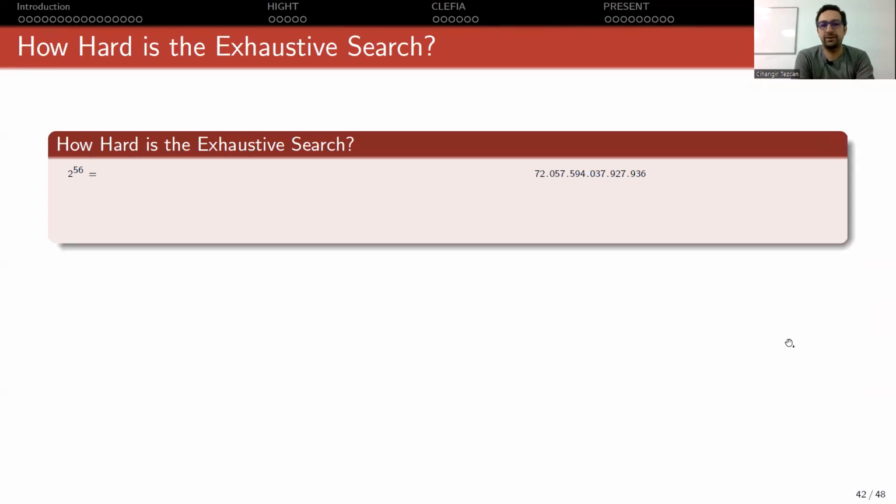So how hard is the exhaustive search? I told you that DES has a 56-bit secret key. So this means that there can be at most 2 to the 56 different keys. This is your key space. You can try them one by one, and this is the number of keys you have to try at the end of the day. If you're unlucky, you get it in your last try.